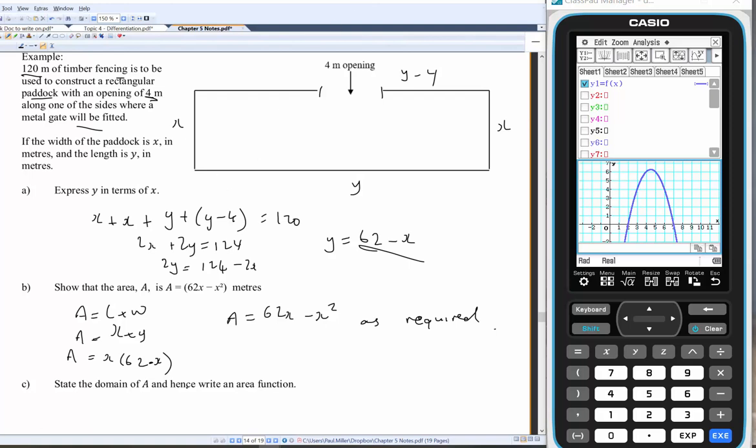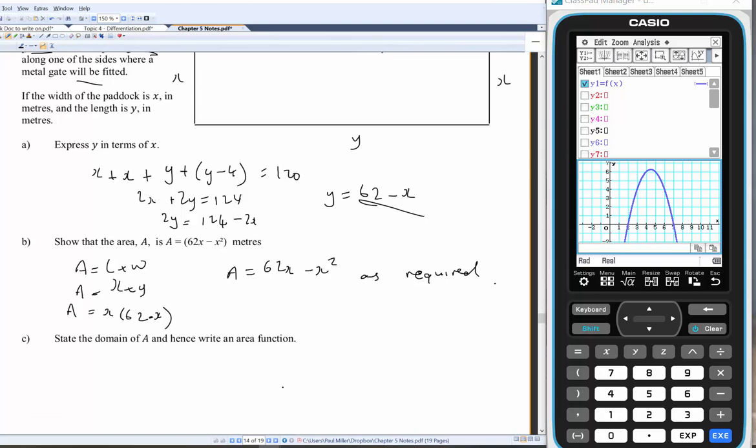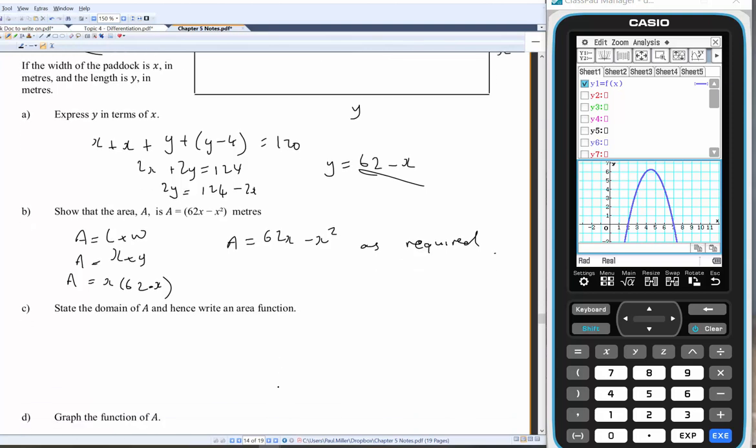State the domain of A and hence write an area function. Okay, so let's write the area function. A of x equals 62x take x squared, where x is an element of... Now, what values of x are we going to allow? All right, so let's have a look at the graph.